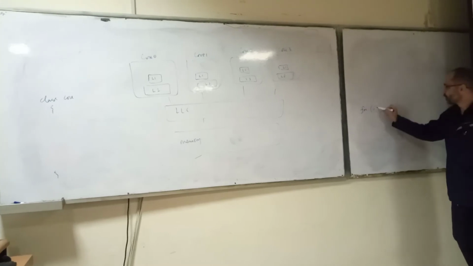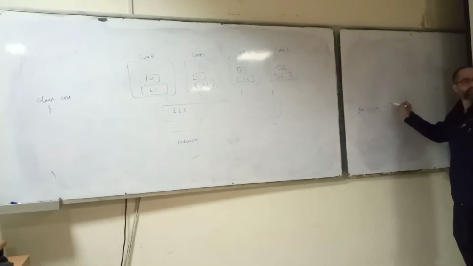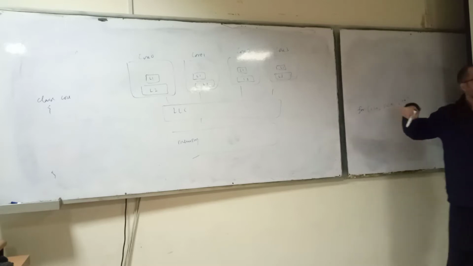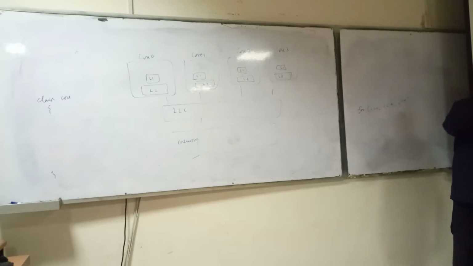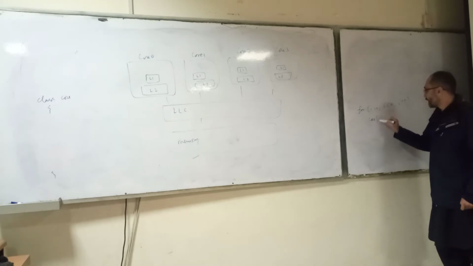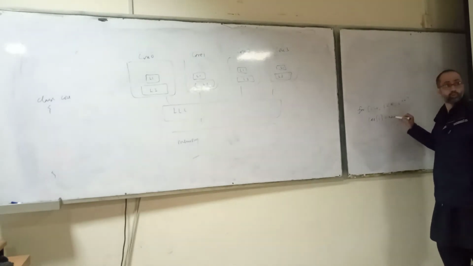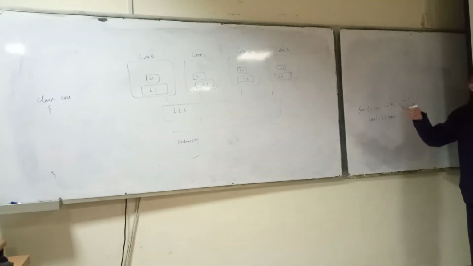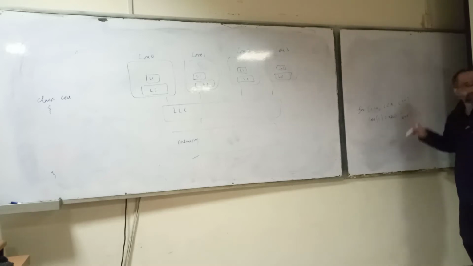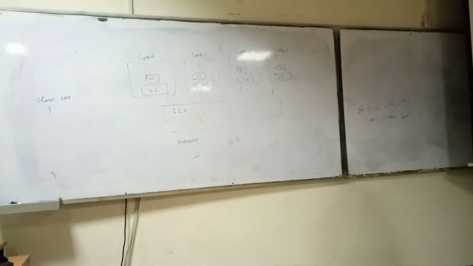For i equal to 0, i smaller than n, i plus plus, and you have to create an object of core: core of i is equal to new, you have to instantiate the constructor of core. And with this constructor you have some parameters.